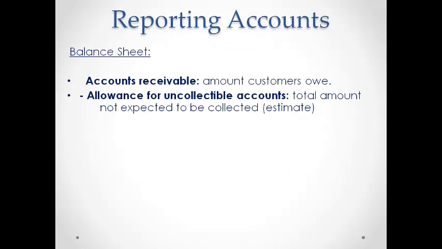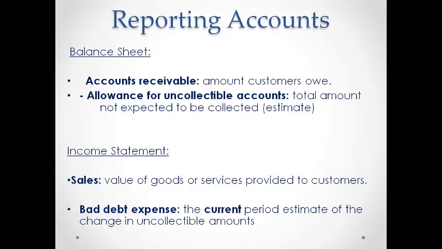The 4 transactions are reported on the balance sheet as accounts receivable less the allowance for uncollectible accounts. The income statement reports the original sale and the estimated bad debt expense in the same period as the sale.